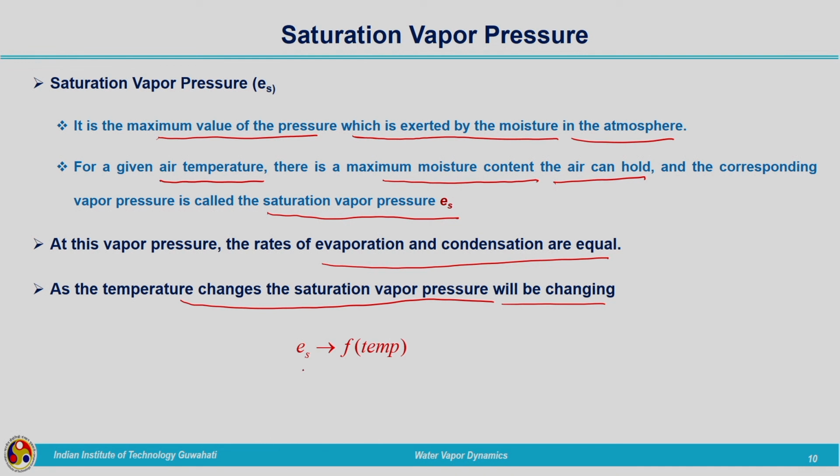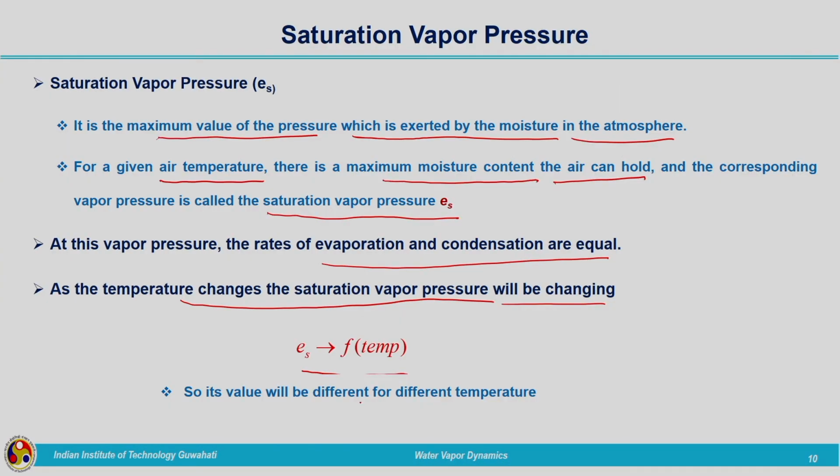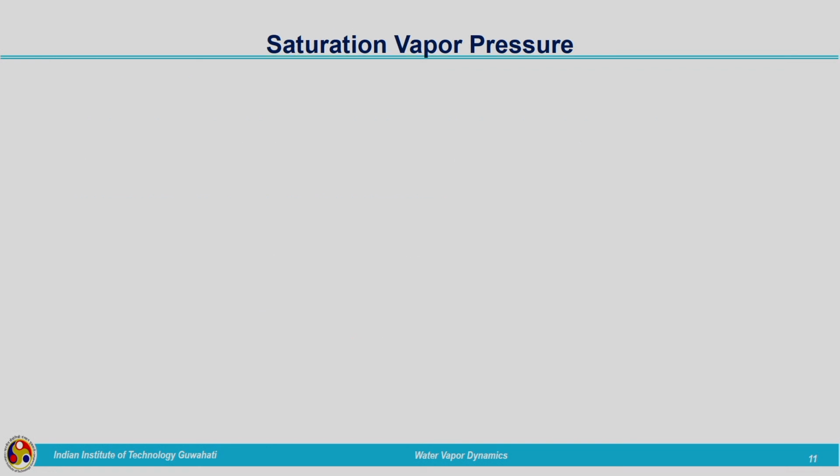So, as the temperature changes, saturation vapor pressure also will be changing. We can write ES as a function of temperature. Saturation vapor pressure depends on the temperature. Now, we need to find a relationship between this saturation vapor pressure and temperature. For different temperatures, we will have different saturation vapor pressure values.